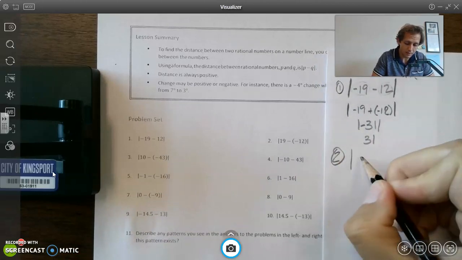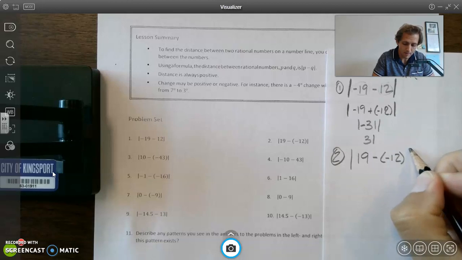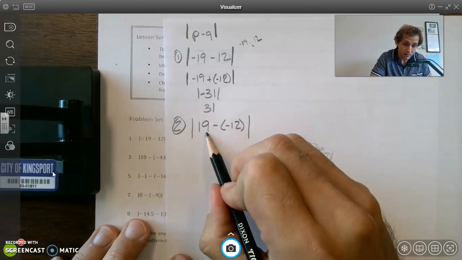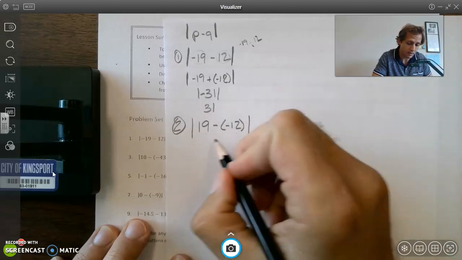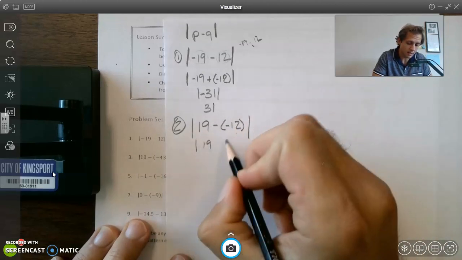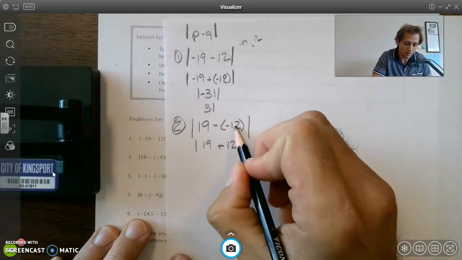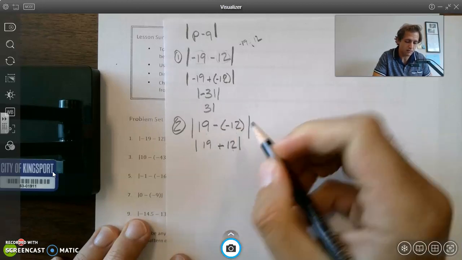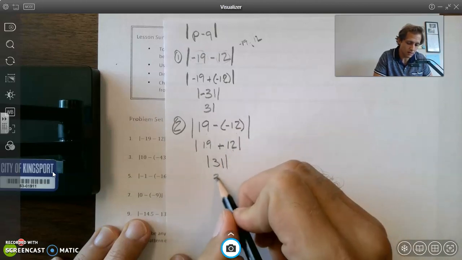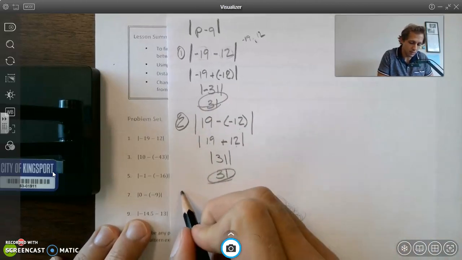The absolute value of 19 minus negative 12. So here I have positive 19 and negative 12. So let's go ahead and find the distance between those two integers. And that would be the absolute value of 19 plus 12. If I change subtraction to addition, I have to make this number the opposite. The opposite of negative 12 is positive 12. 19 and 12 is 31. The absolute value of 31 is 31. So number one is 31. Number two is 31. Number three.